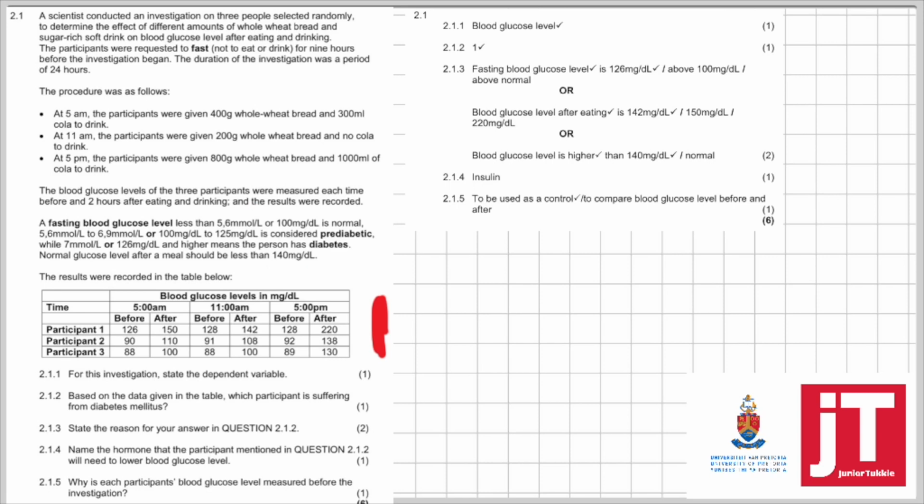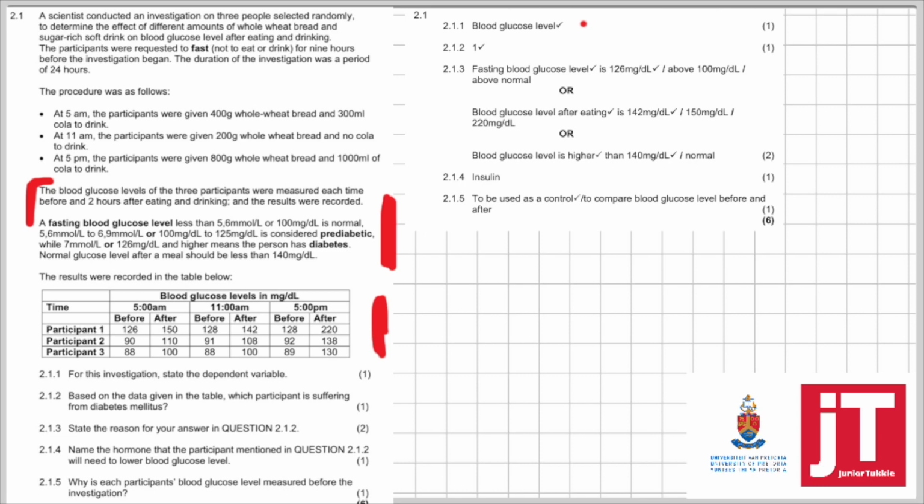Let's take some time. You must remember these numbers. These figures are important because we'll need to use them later on. Right. As you can see, the results were recorded in the table. It's before and after, at 5 a.m., 11 a.m., and 5 p.m., and for the participants, before and after. For this investigation, state the dependent variable. What are you measuring? Now, if you look at this passage here, it tells you the blood glucose levels of the 3 participants were measured. So what are you measuring? You are measuring the blood glucose levels.